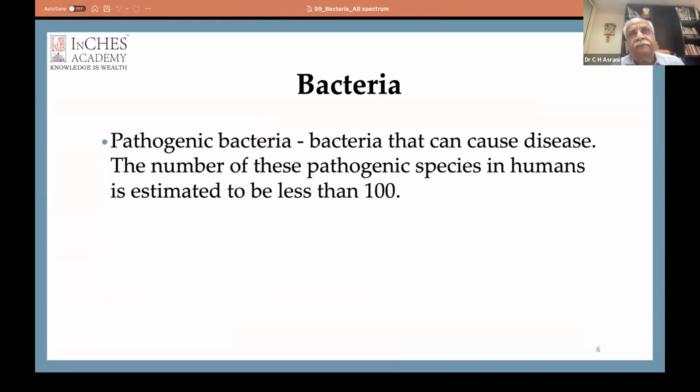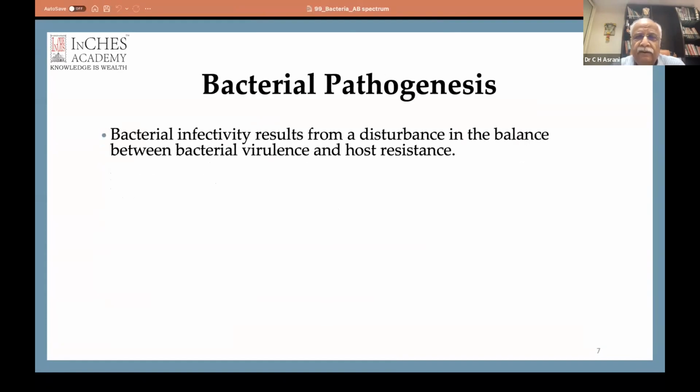Now we talk of pathogenic bacteria. These are the bacteria that cause disease. The number of these pathogenic species in humans is less than 10. Bacterial pathogenesis, how do they cause disease? The infectivity of a bacteria results from a disturbance in the balance between the virulence or the negativity of the bacteria and resistance of the host.